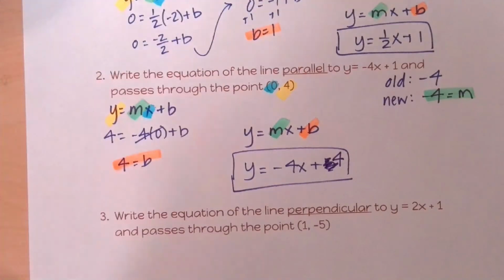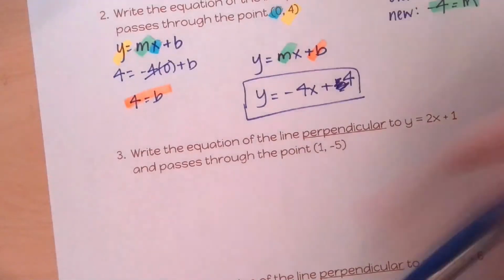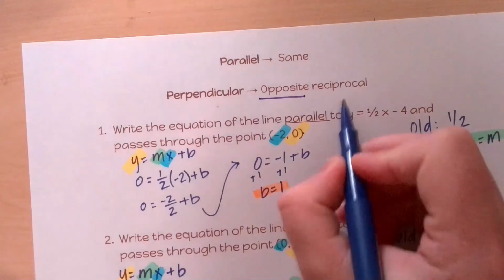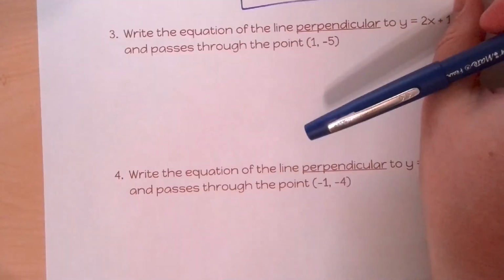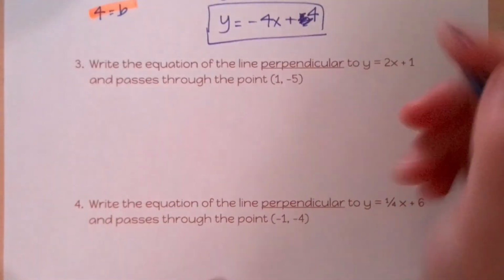All right. So those are two examples of writing lines that are parallel. Up next, we're going to do lines that are perpendicular. So remember, for perpendicular, opposite, reciprocal. Opposite, we change our sign. Reciprocal, we flip. All right. So we're going to go through the same process.